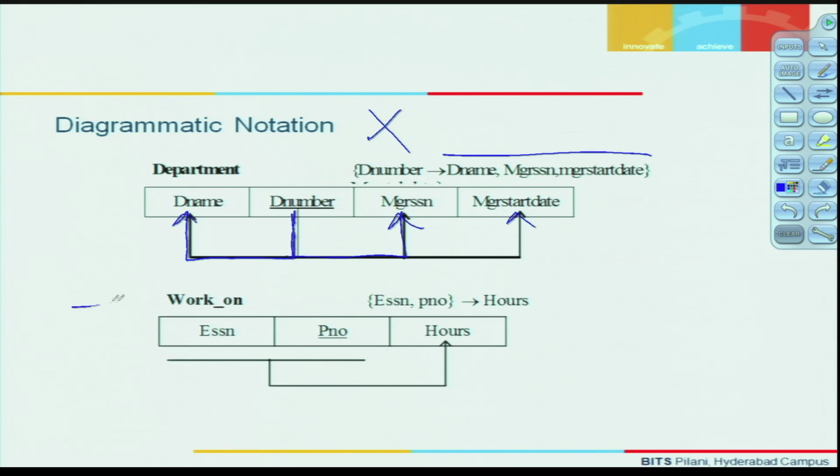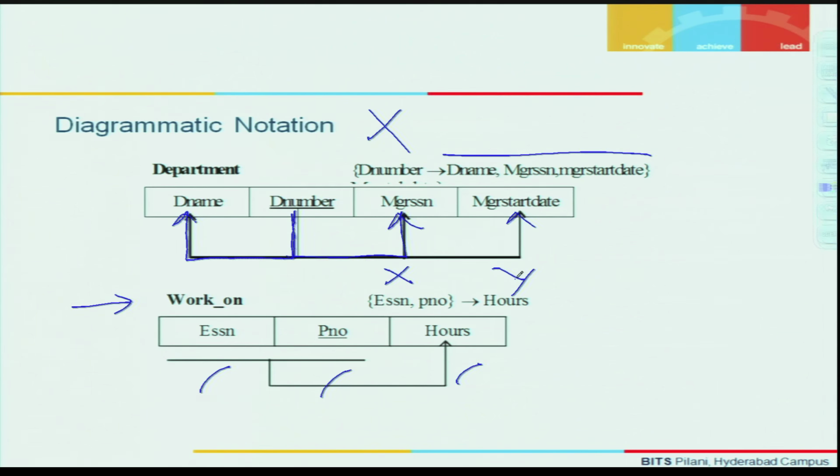Similarly, if you look at the works on table or works on relation, I have three attributes: ESSN, PNO and hours, and the functional dependency defined is ESSN comma P number determines hours. So, the X component is ESSN comma P number and the Y component is hours. That is why X and Y components may contain one single attribute or more than one attribute. It is possible, because on the X component we have two attributes.